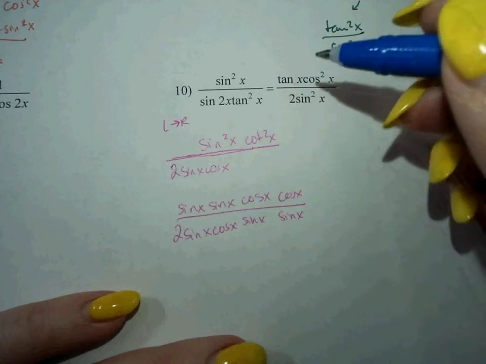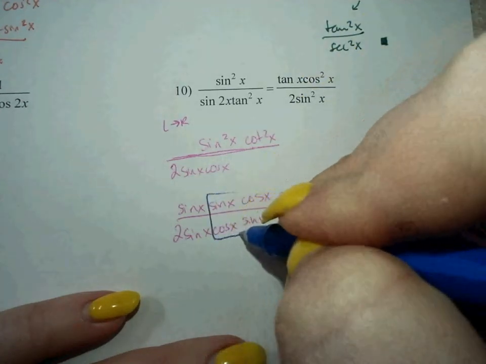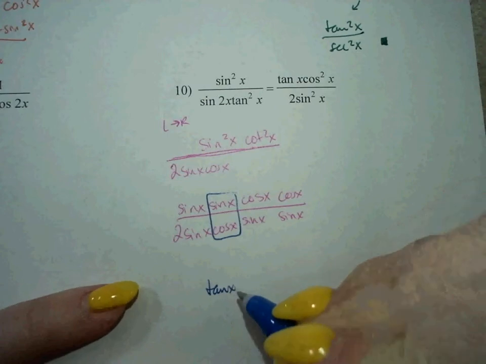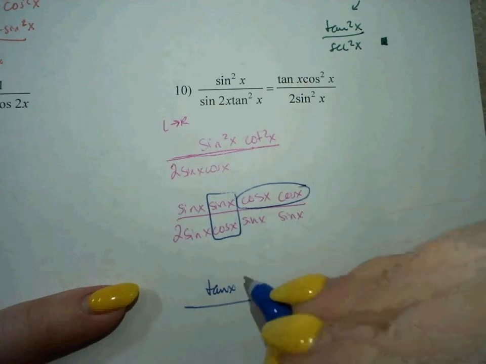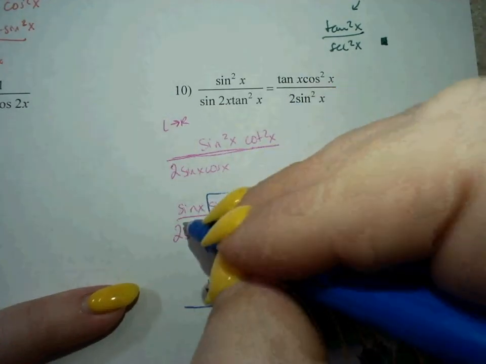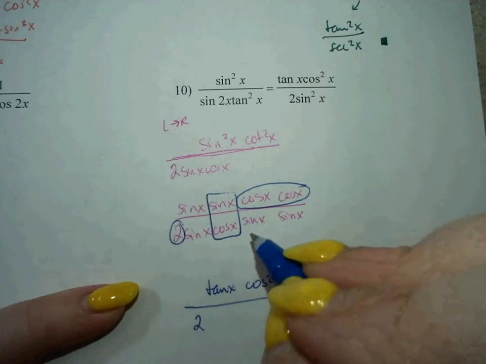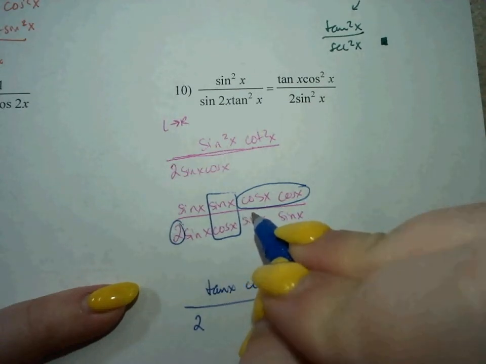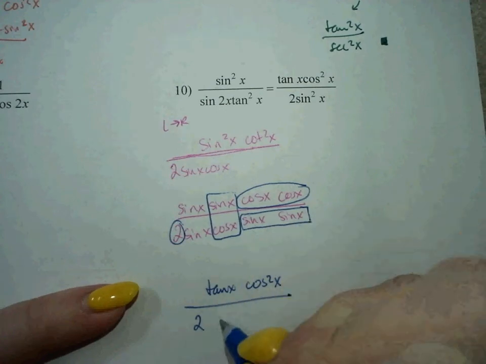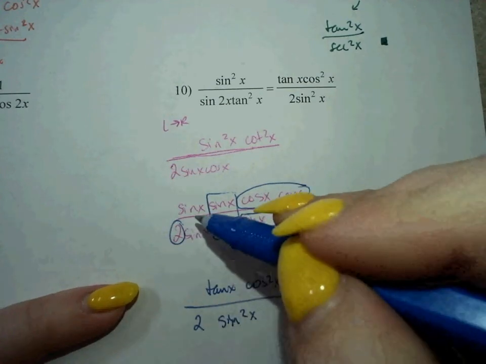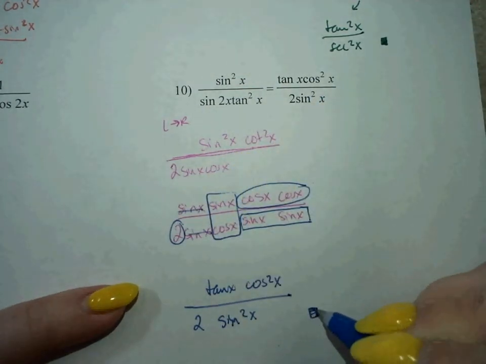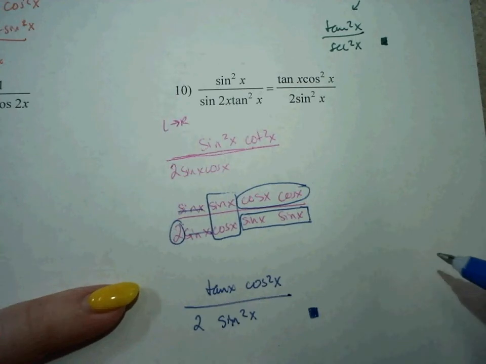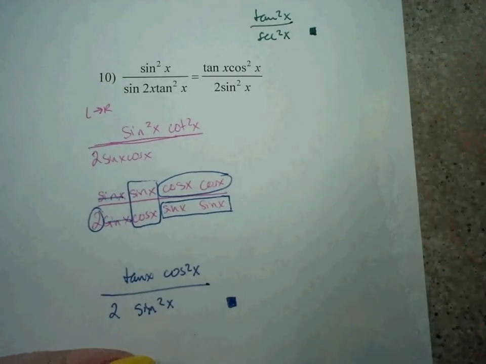Now I'm going to look at what I need. I need a tangent, which is a sine over a cosine. So I'm going to take this right here and rewrite that as tangent in the numerator. I need a cosine squared, which I have right here, so I'm going to write a cosine squared. I need a 2, got it. And I need a sine squared in the denominator. That means I don't need those, and that's good because they simplify each other out, and so I'm done. By just splitting it all up and going from there, I can see where I get to my answer.